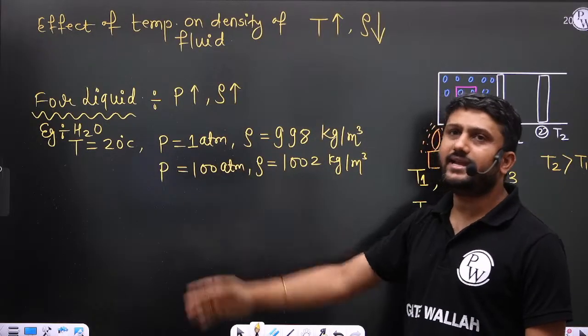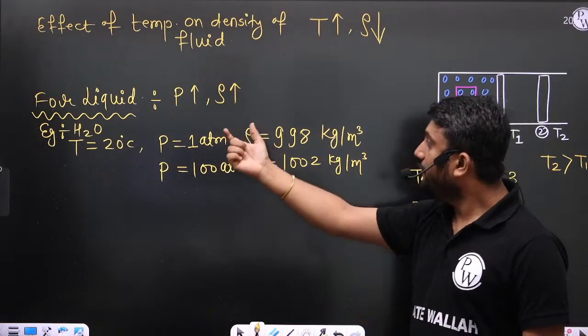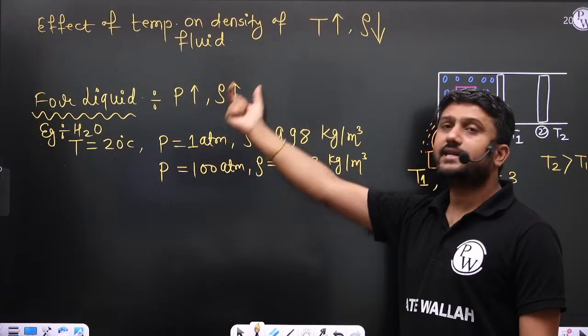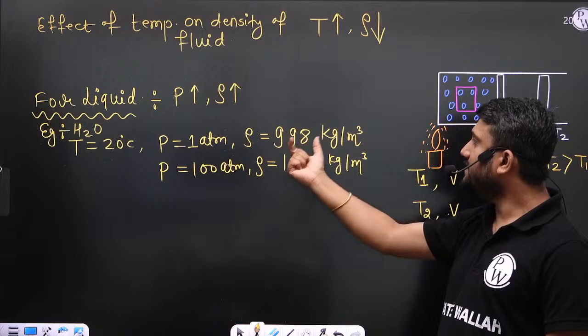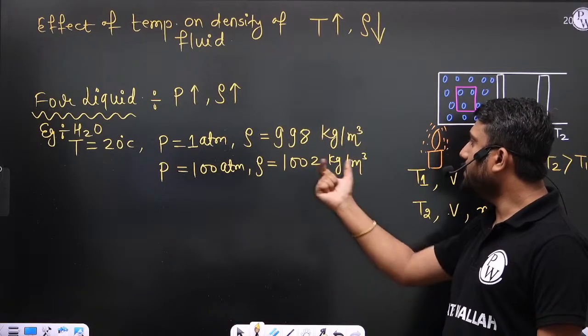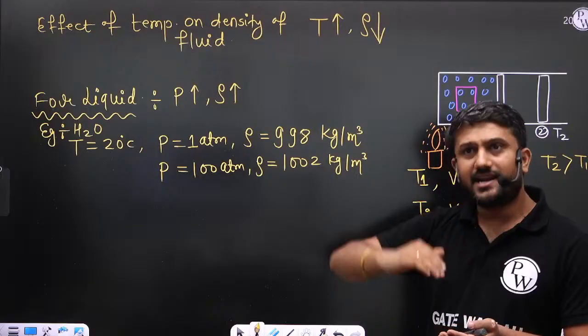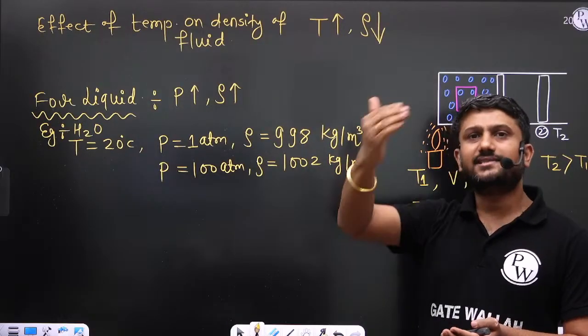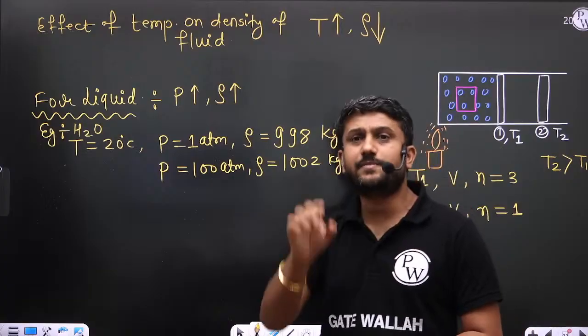But what happened in case of the water? When you increase the pressure 100 times, the density changes from 998 kg per meter cube to 1002 kg per meter cube. So pressure changes 100 times, but what about the density change? The density change is only 4 kg per meter cube.